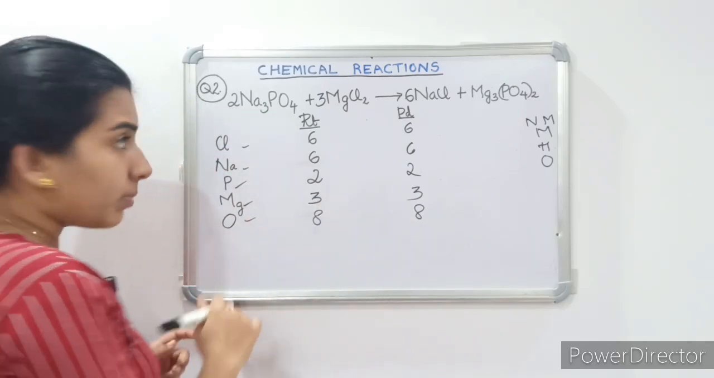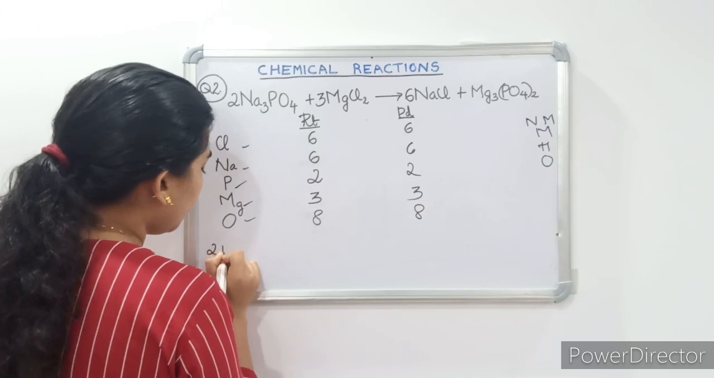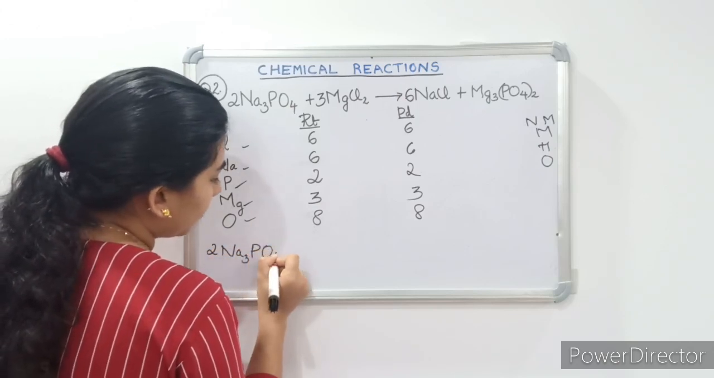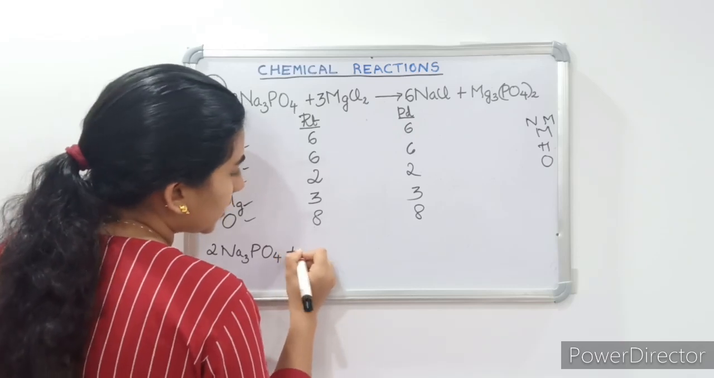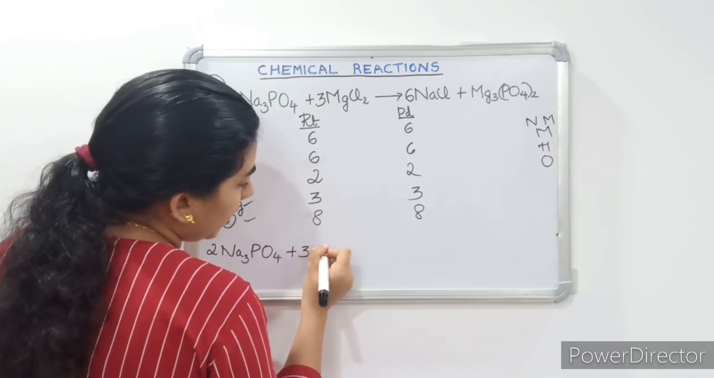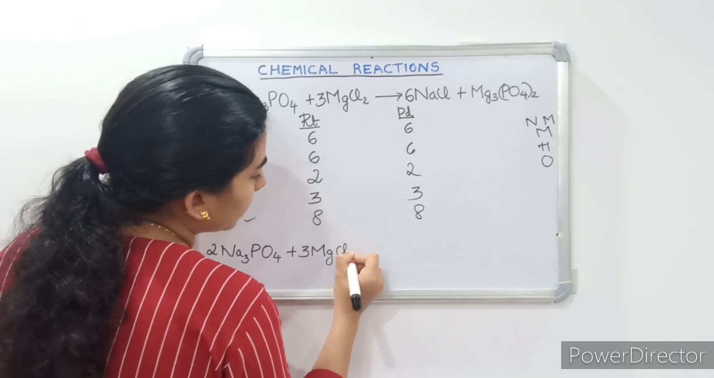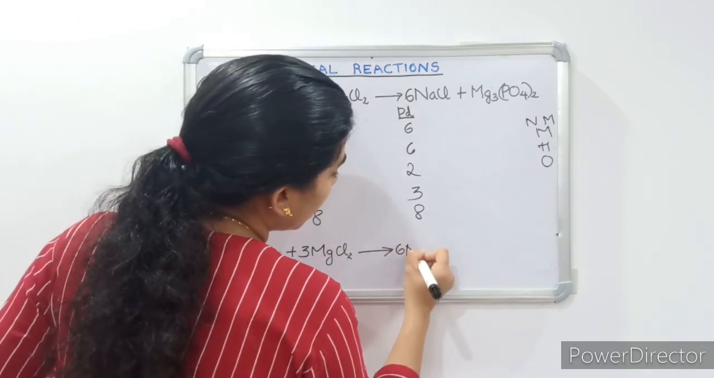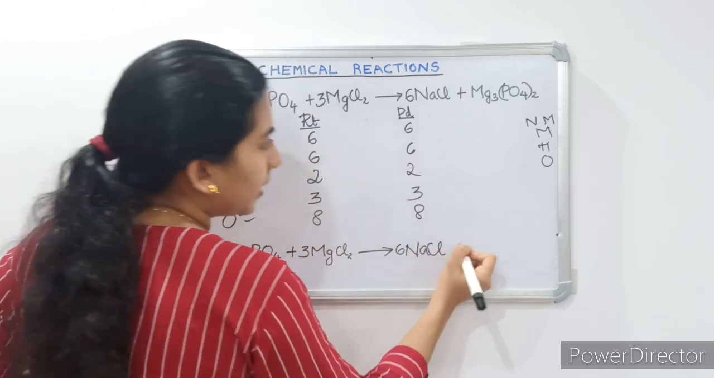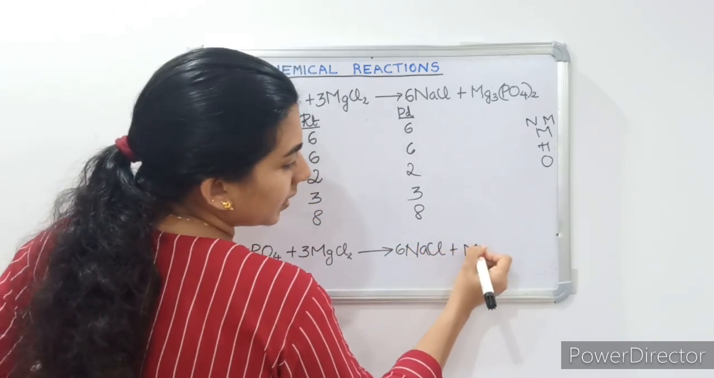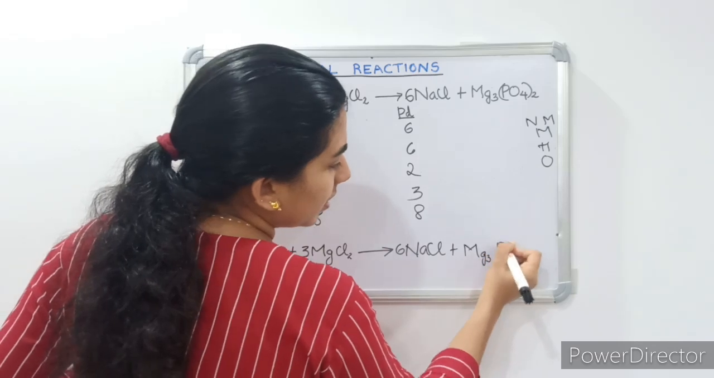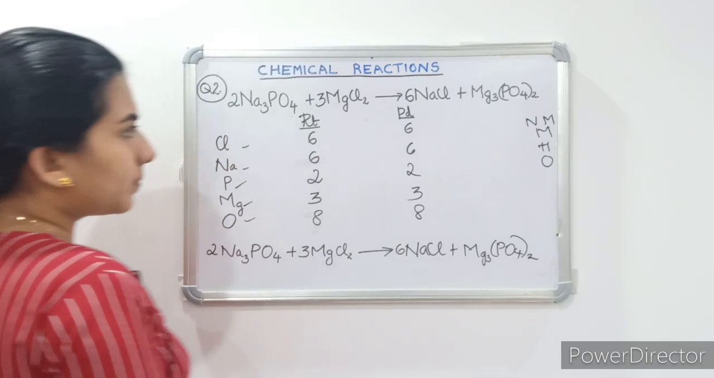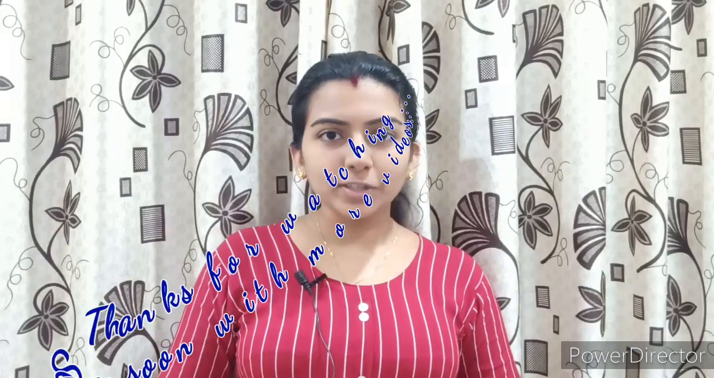Now the balanced form of this equation is 2 Na3PO4 plus 3 MgCl2 gives 6 NaCl plus Mg3(PO4)2.